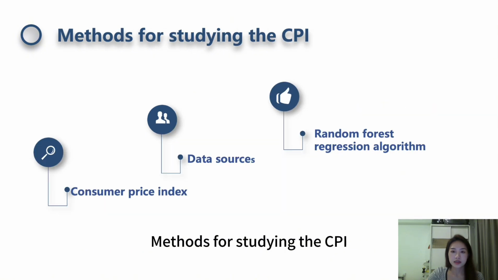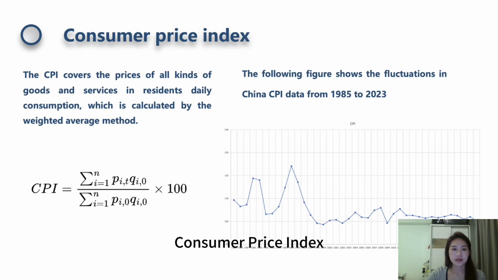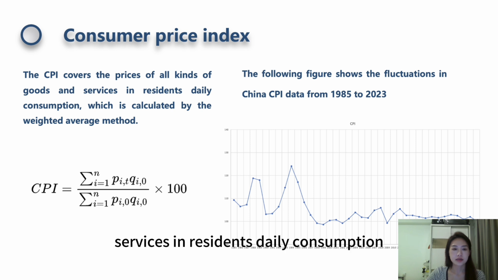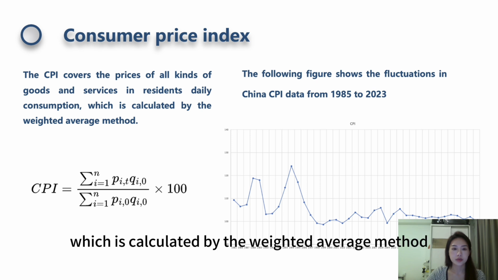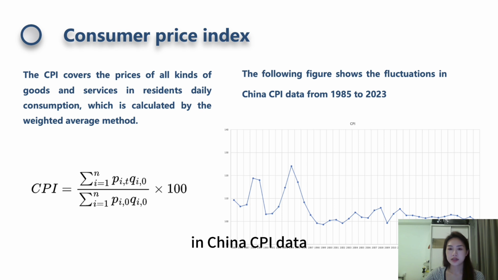Let's first study the CPI, Consumer Price Index, data sources. Random forest regression algorithm. Consumer Price Index. The CPI covers the price of all kinds of goods and services in residents' direct consumption, which is calculated by the weighted average. The following figure shows the fluctuations in China's CPI data from 1985 to 2023.